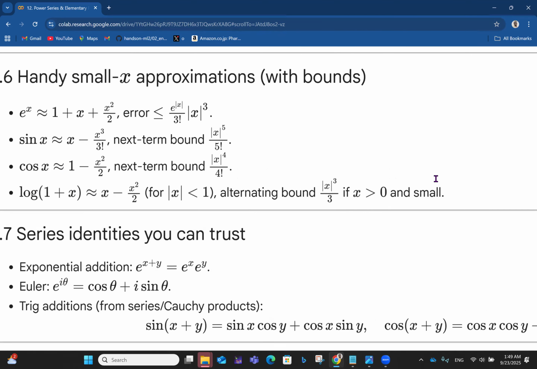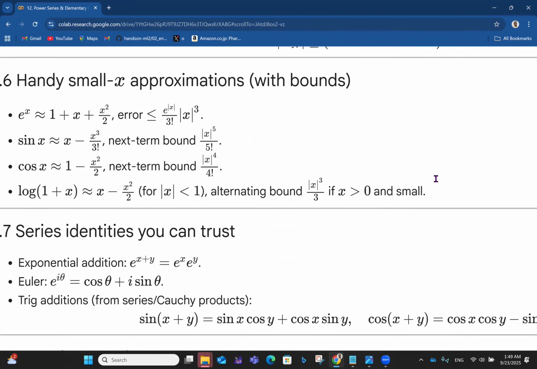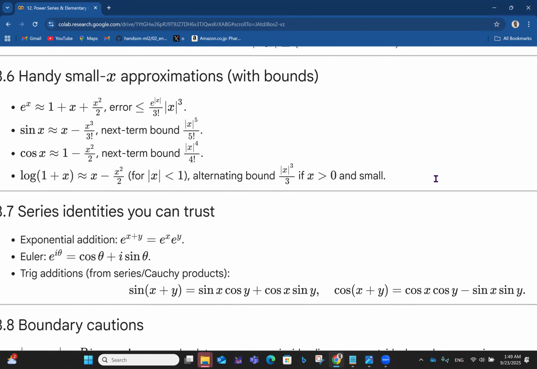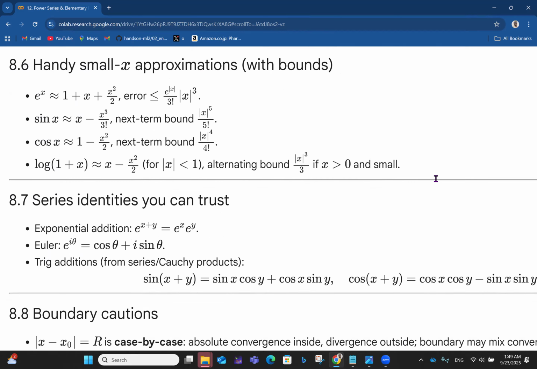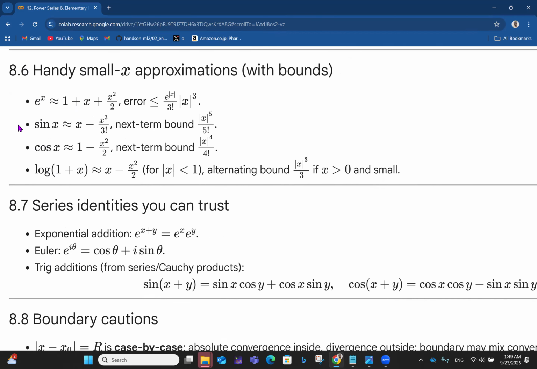Okay, so here, you have e raised to power x now. That's approximately 1 plus x plus x squared over 2, and the error is less than or equal to e raised to power absolute value of x over 3 factorial, times absolute value of x raised to power 3. Then for sine x, you have x minus x cubed over 3 factorial. The next term bound is absolute value of x raised to power 5 over 5 factorial.